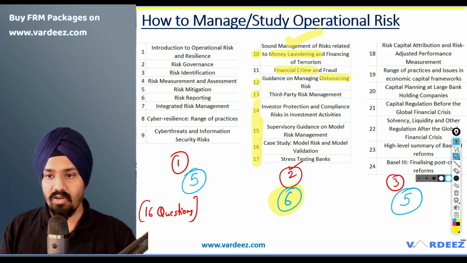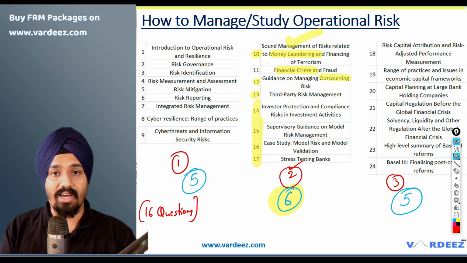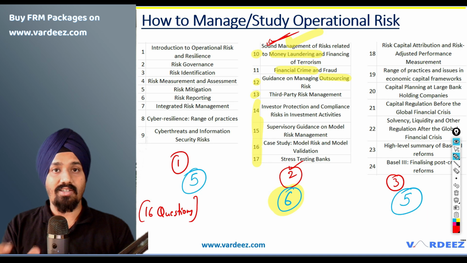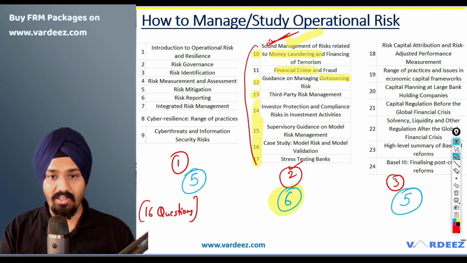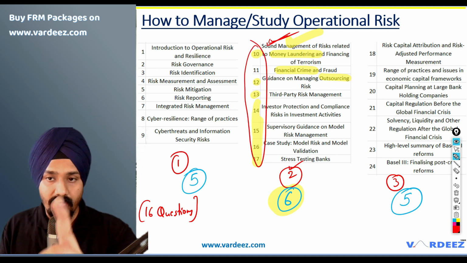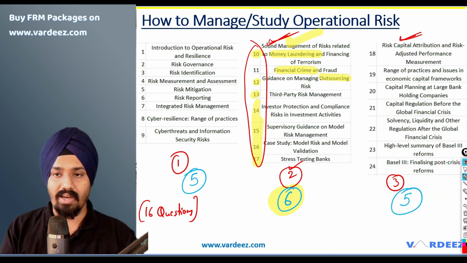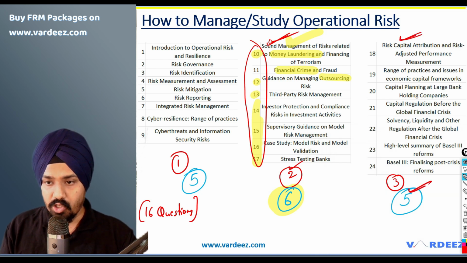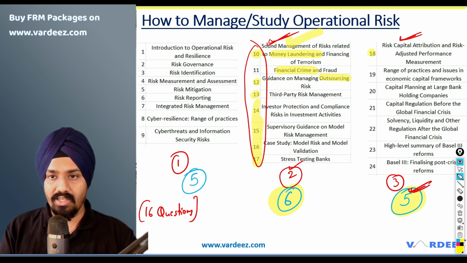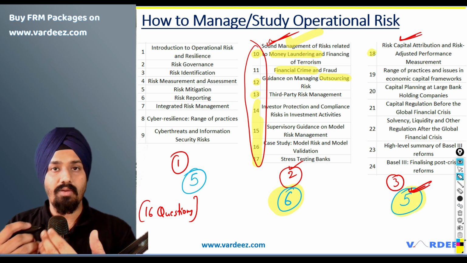When you actually begin with your operational risk, you should be targeting bucket number 2, which are these chapters that I've highlighted here. Now, if you look at the third bucket, again, you get 5 questions that can show up on the exam. If you look at the content here, these are all practical things.